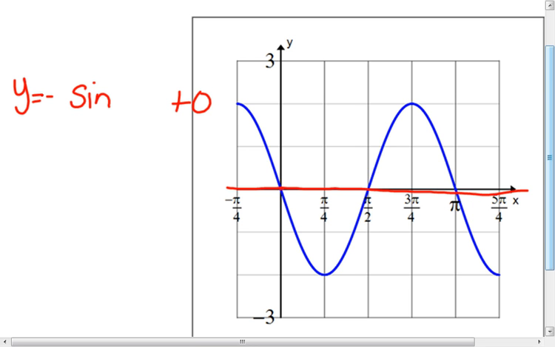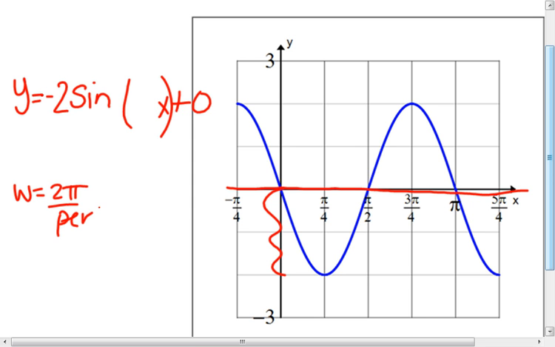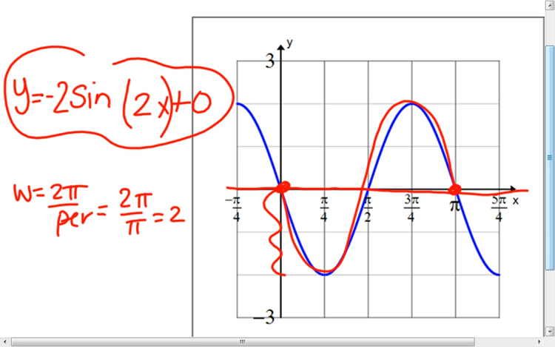Again, the amplitude is the difference between your midline and your high or low point. In this case, that's 2. So that's what's going to go right here. And you need a number, a w in front of the x. And again, your w is 2 pi over your period. In this case, my graph starts here, goes down, comes back up, and the period is going to be pi. So I will have 2 pi over pi, which is 2. Okay? And that will be the equation for this one. Moving on to the next one.